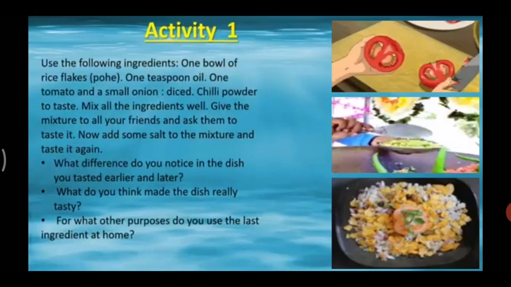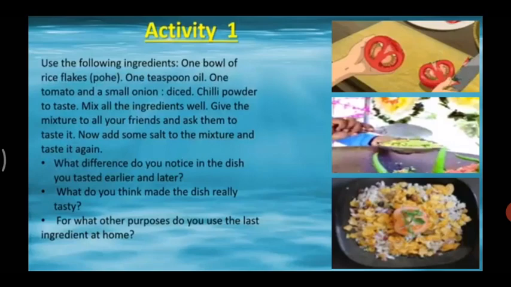Okay. Now, look at the first answer. The first answer is that the second dish was tastier. The second answer is, it was more tasty because of the ingredient which was added to it. Now, which was the ingredient which was added to it later? That ingredient was salt.